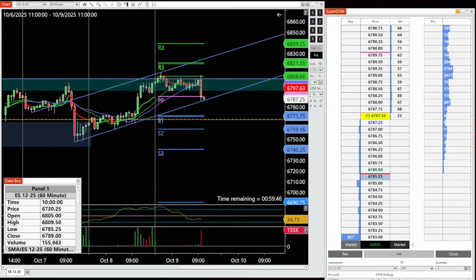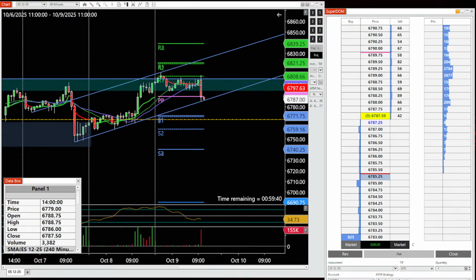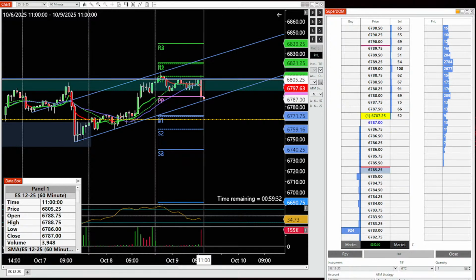4-hour chart. Did the 4-hour bar open? Yes, it did. Where is it going? Came down to 95. There we go.